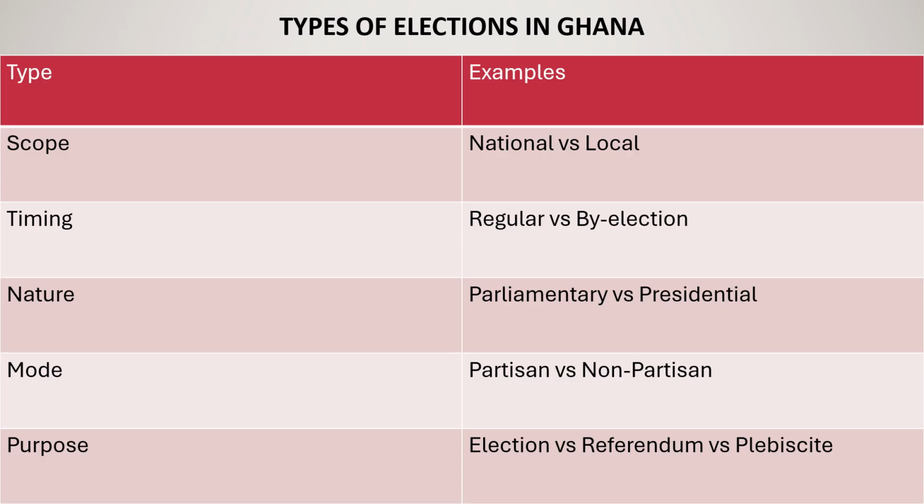So the types of elections in Ghana, looking at the scope, there's a national election and local election. We're going to talk about all this one after the other. There's the timing, which has to do with regular elections and by-elections. The regular elections in Ghana are every 4 years cycle. There's also a by-election that happens in between a regular election. We'll talk about all these things in the slides.